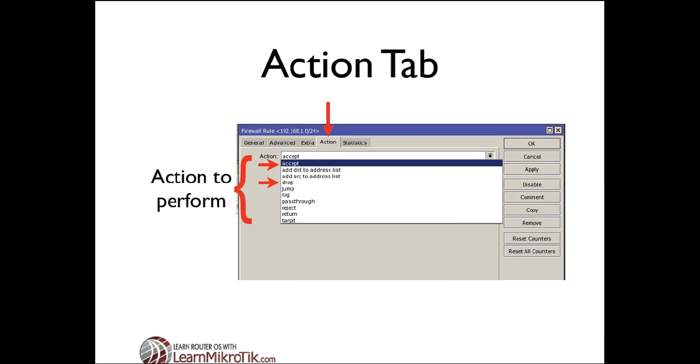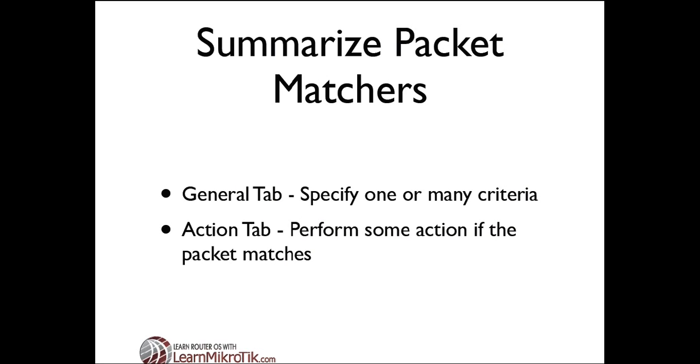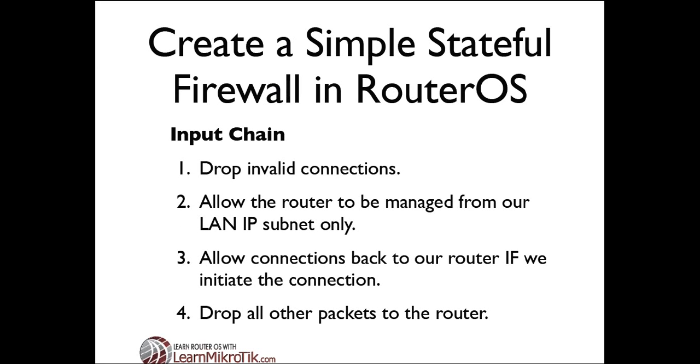The second important tab on a new firewall rule is the Action tab. And remember we said it's an if-then principle. So this is the then part. For purposes of our discussion today, we're only going to select one of 2 actions. We're either going to accept packets or we're going to drop packets. So those are the only 2 actions we're going to deal with today. So summarizing the packet matchers now: the General tab is where we specify one or many criteria that we want the packets to match. The Action tab is where we perform some action on the packet if it matches.